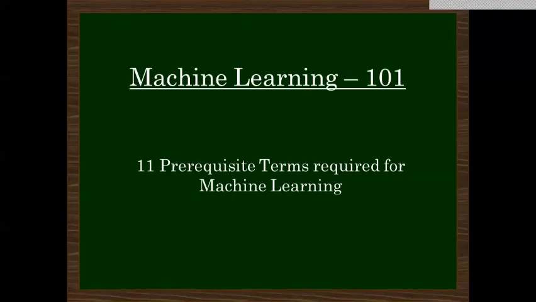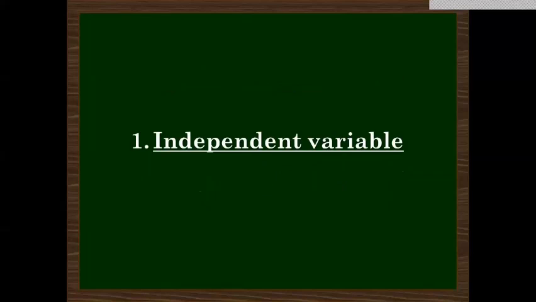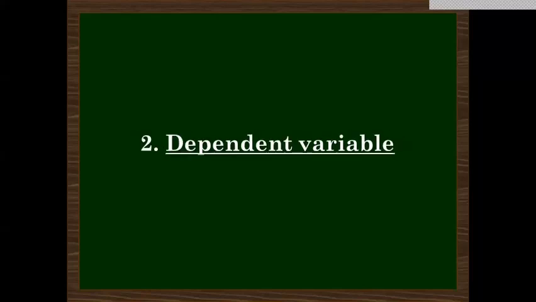The first term is independent variable. An independent variable is exactly how its name suggests. The variable depends on none of the factors a person is trying to measure and remains unchanged. The second term is dependent variable, and dependent variable is again how its name suggests. It is dependent on other factors and varies according to it.